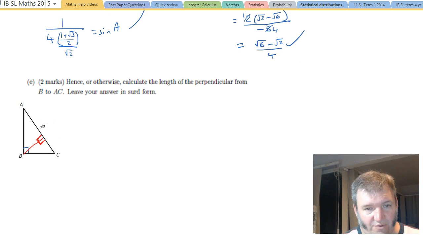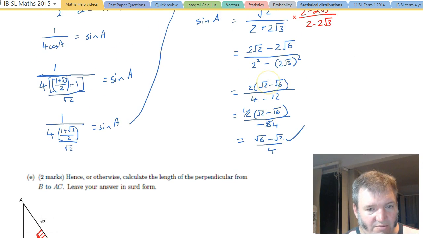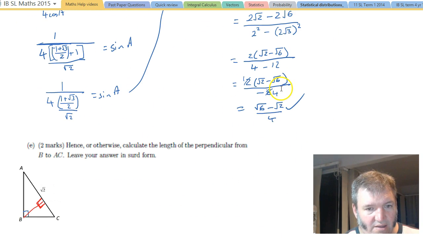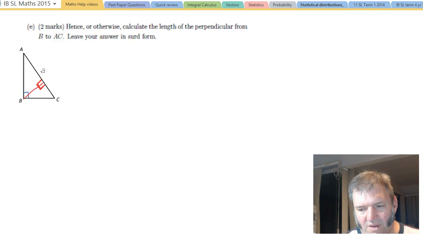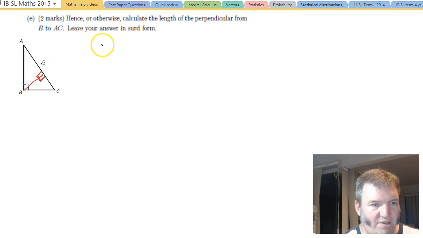Does your double angle formula help with that or not? I'm not sure. What have we got an expression for? We've got an expression for sine A equals root 6 minus root 2 over 4. That's not feeling particularly inspiring. What could we do? Oh, hang on. What about if we go half AB sine C?